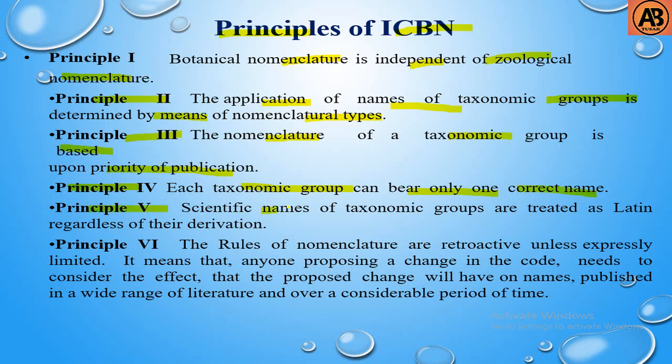Principle 5. Scientific names of taxonomic groups are treated as Latin regardless of their derivation. Principle 6. The rules of nomenclature are retroactive unless expressly limited. It means that anyone proposing a change in the code needs to consider the effect that the proposed change will have on names published in a wide range of literature and over a considerable period of time.